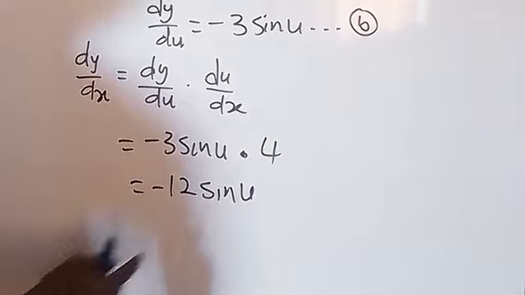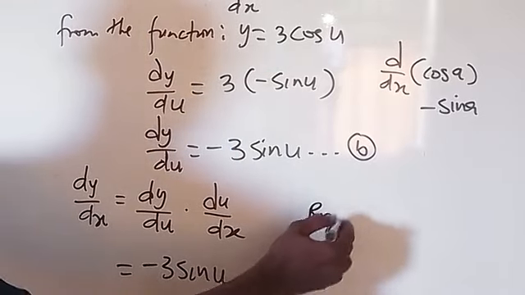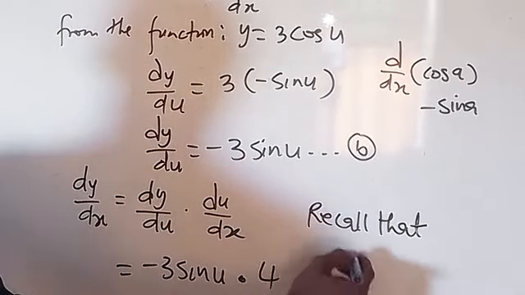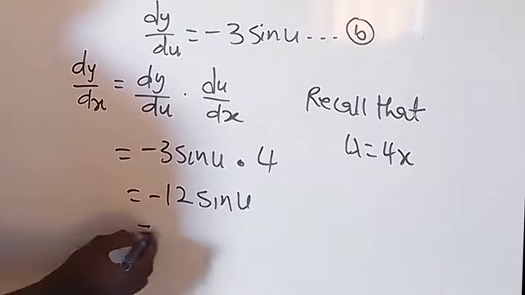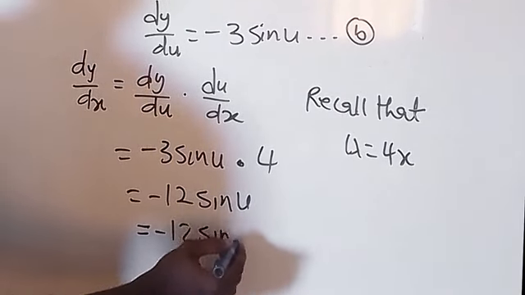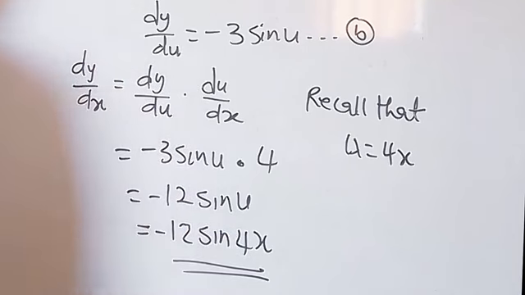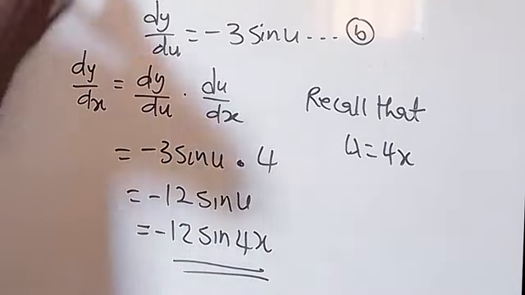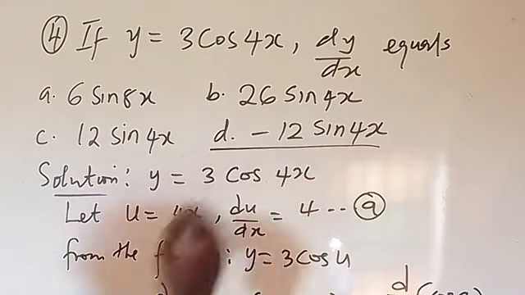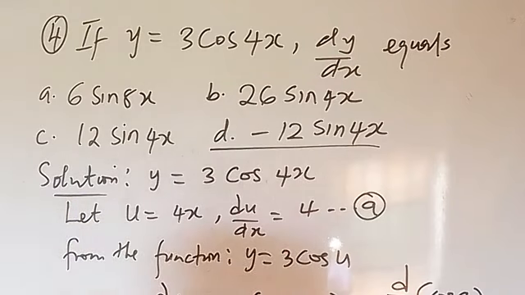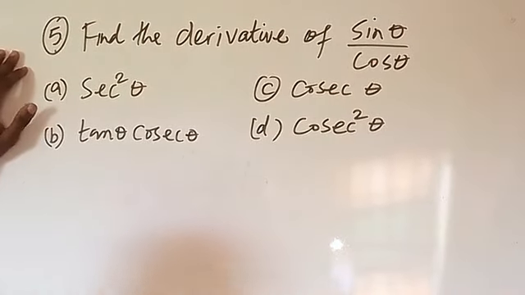But we are having u here, so we need to recall that u equals 4x. So now you're going to replace it here. You're going to have minus 12 sine 4x, and that is our solution. Looking at the options, we can see that we have option D to be the solution. Thank you. We have question number 5.